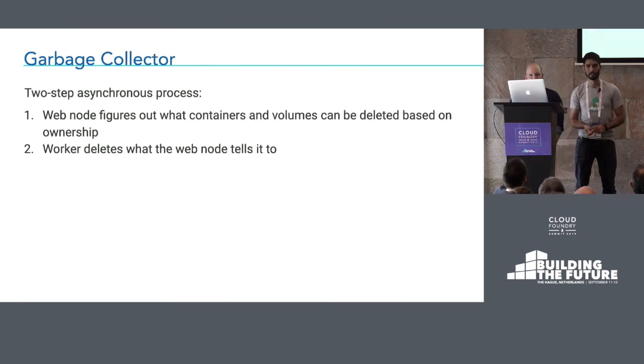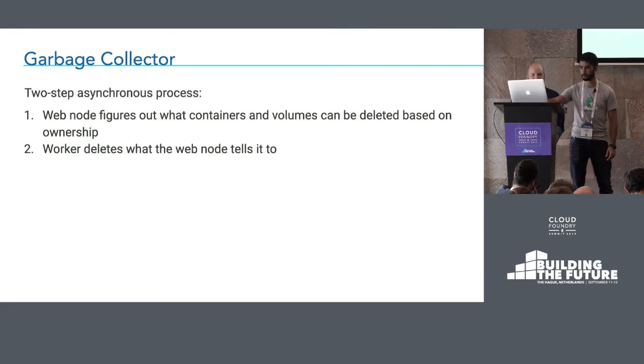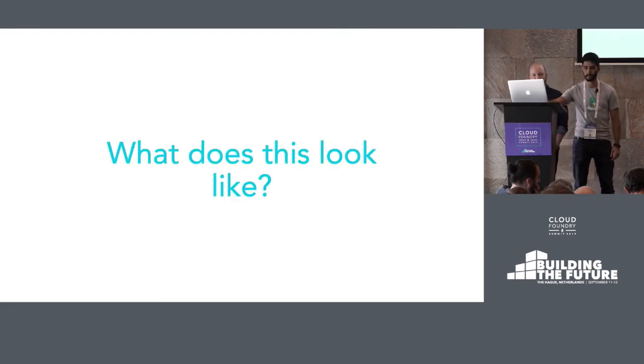The second part of the garbage collection process happens on the worker. So the worker is the one that's responsible for actually deleting what the web node finds out to delete. So the worker will be given a list of containers and volumes to delete, and based on that, the web node tells it to delete it. So what does this look like?